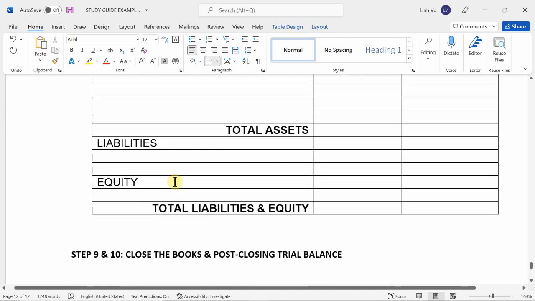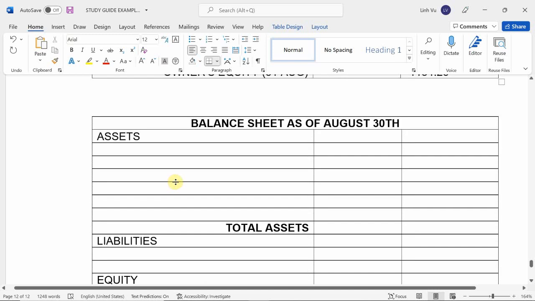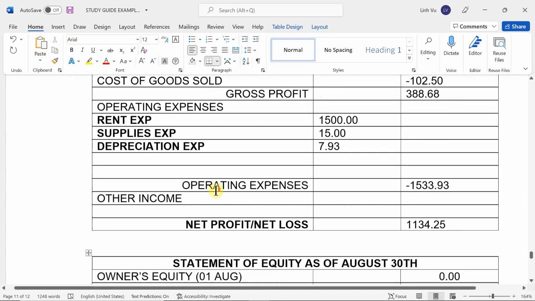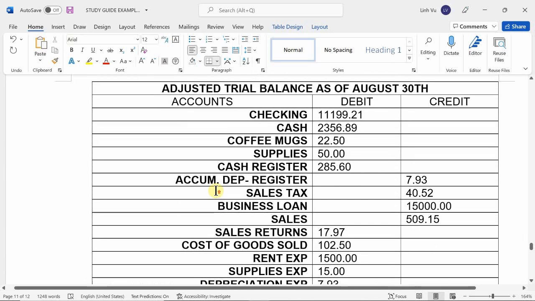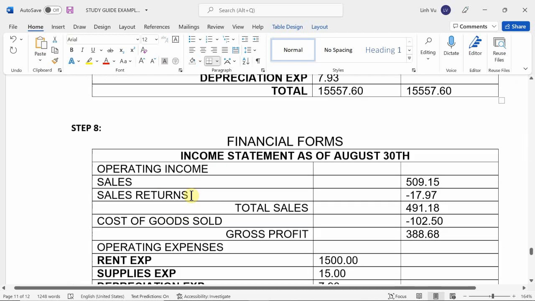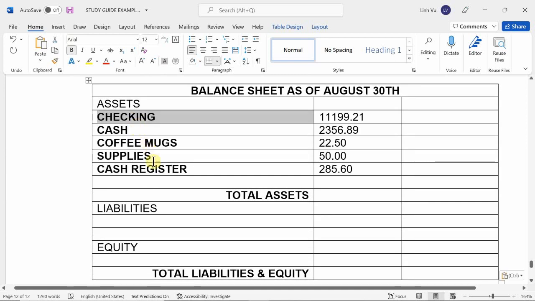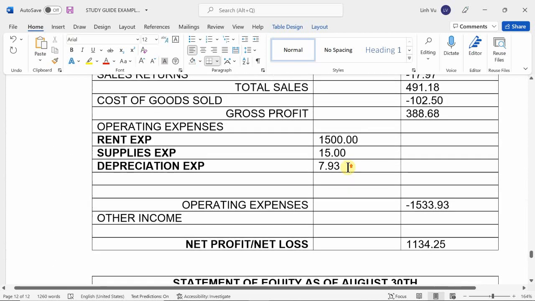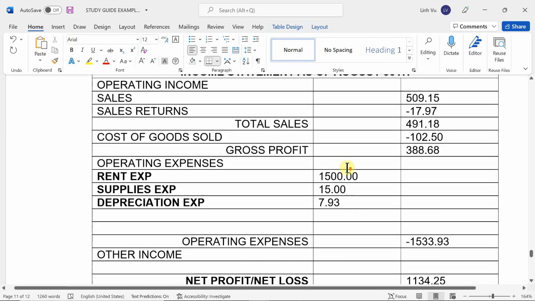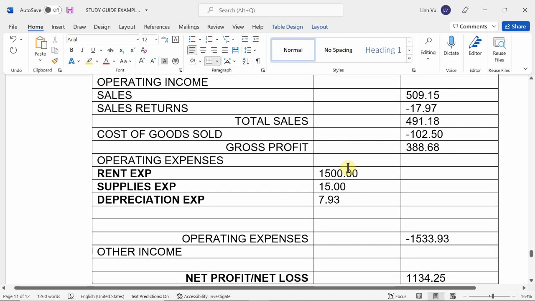So then now, once again, we need to put in our balance sheet in here. Let's see. I can simply just copy the accounts from here, because I have a checking, coffee mugs, supplies, and a cash register. Those are my assets. Now, my cash register, right? We need to include the accumulated depreciation because we need to look at its fair market value.